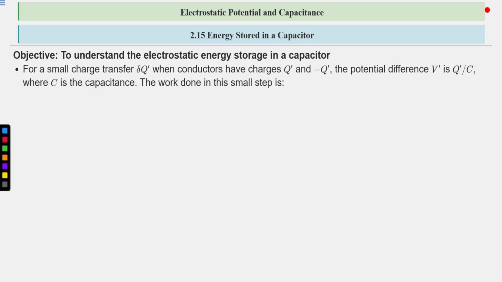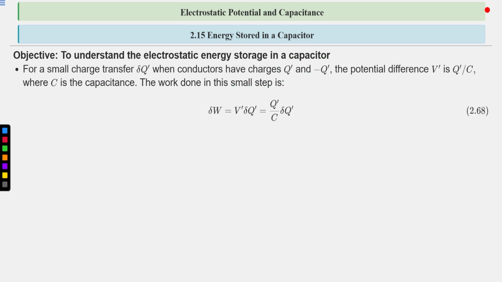so for a small charge transfer delta q dash, when conductors have charges q dash and minus q dash, for any instant when the capacitor is not fully charged but has charge q dash on its positive plate and minus q dash on its negative plate, the potential difference v dash at that instant is q dash by C, where C is the capacitance. So the total work done in this small step is, so for transferring delta q dash, a small charge, when there is a q dash charge on the positive plate of the capacitor and minus q dash charge on the negative plate of the capacitor. So what small work do we have to do in this small step?